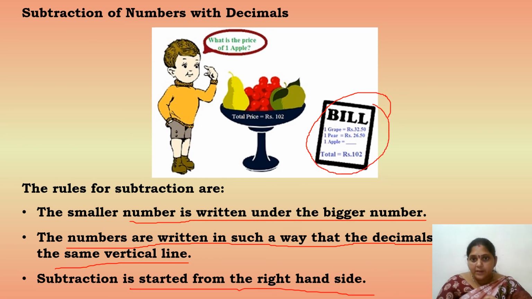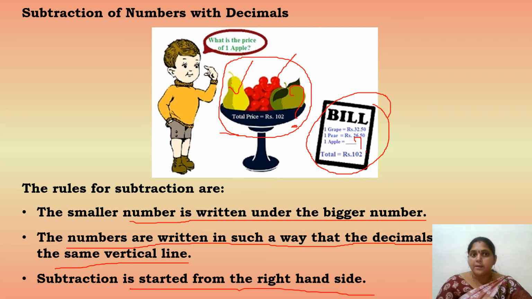Grapes, pear, and apple: the value of the apple is not given. We have to find it. The total price he paid is 102 rupees. Here they have given the amount for grapes and the amount for pear, and they have not given the amount for apple. We have to find the value of that.